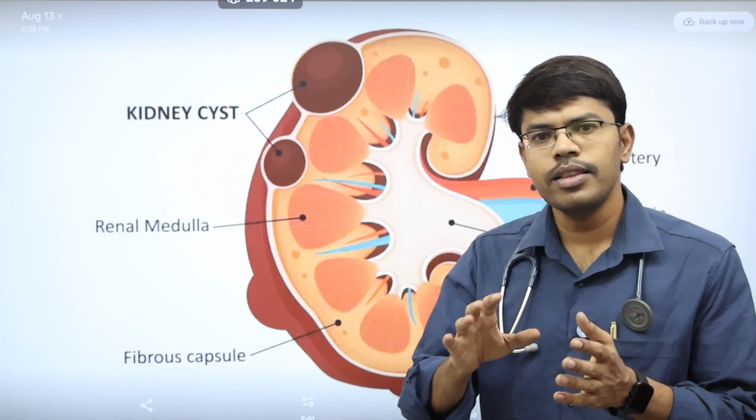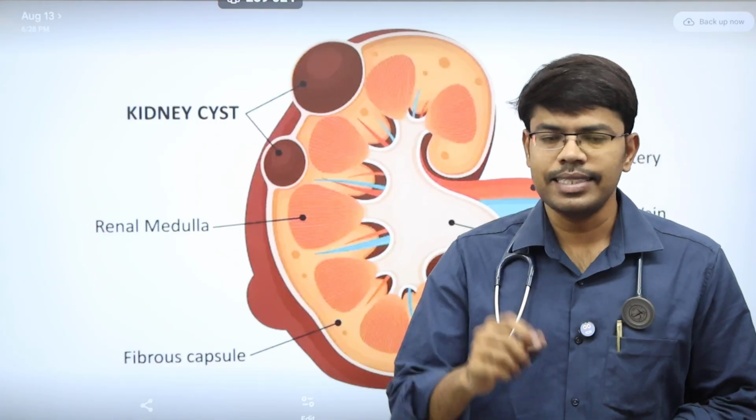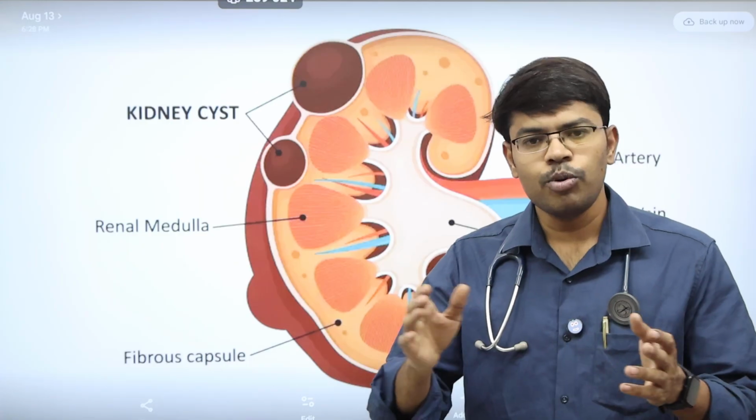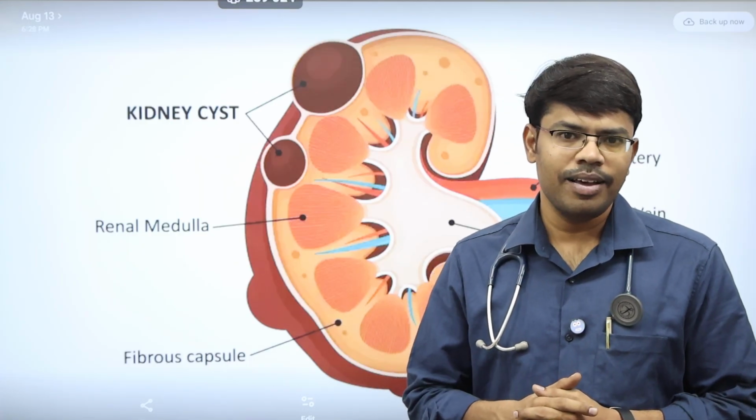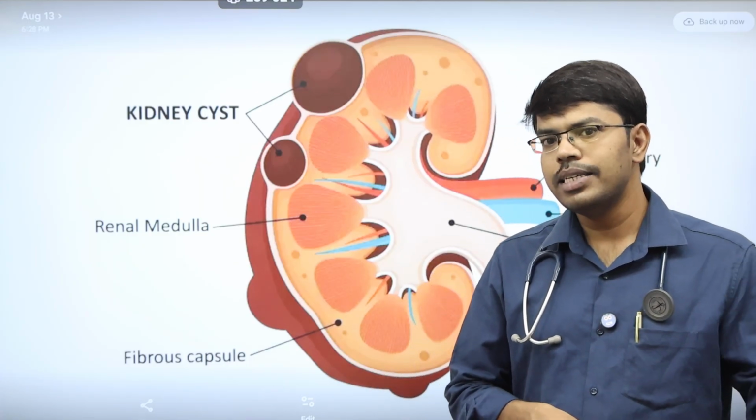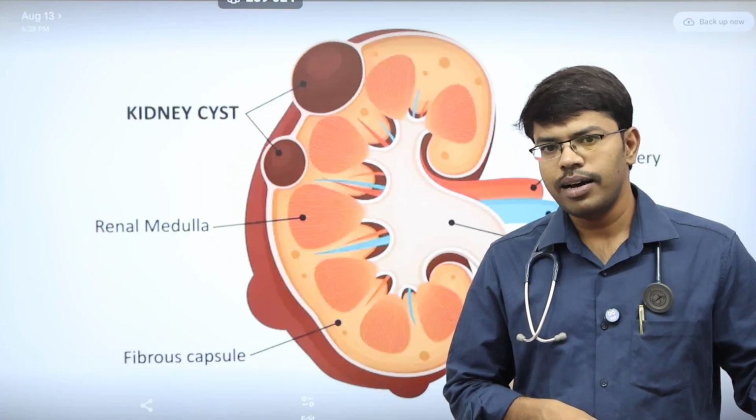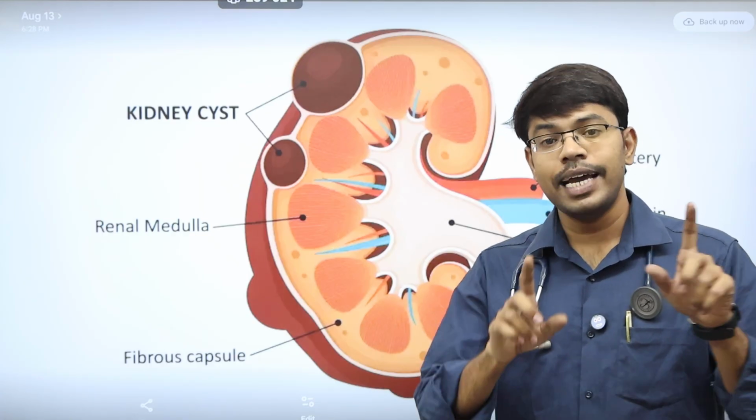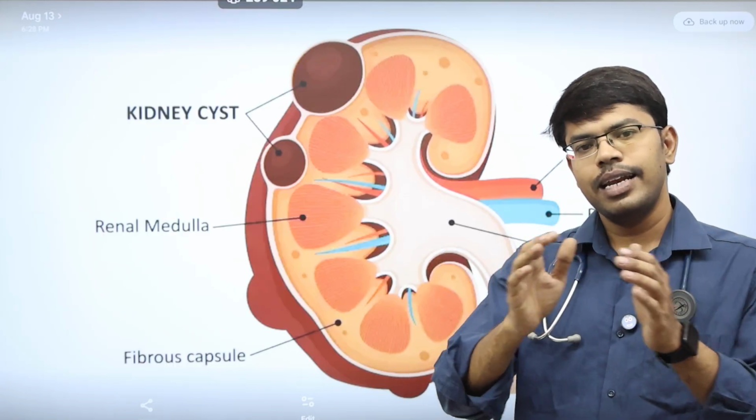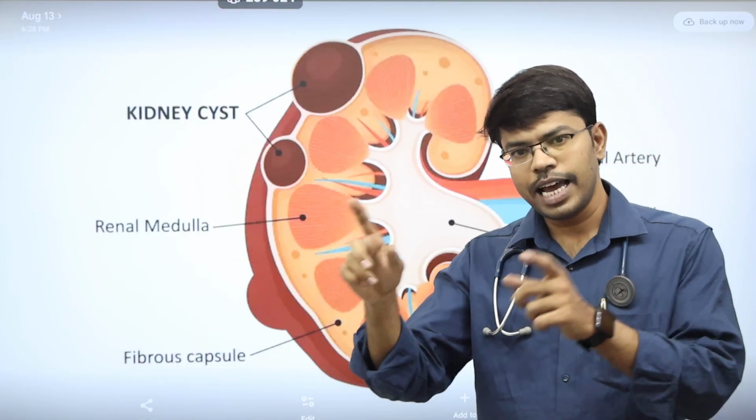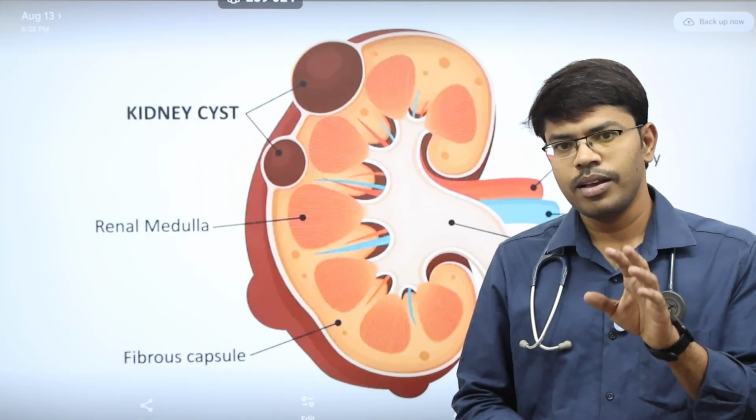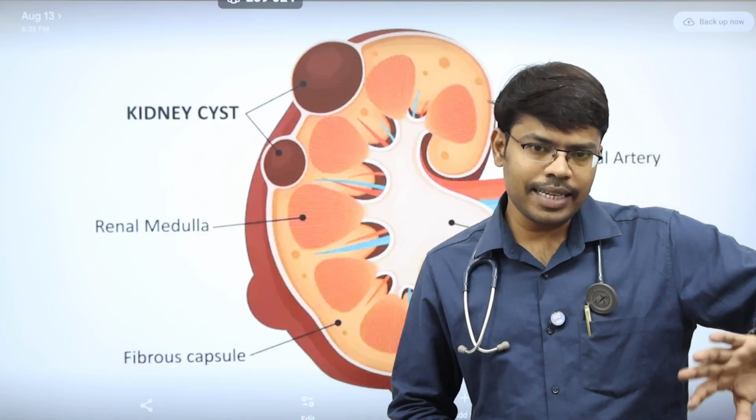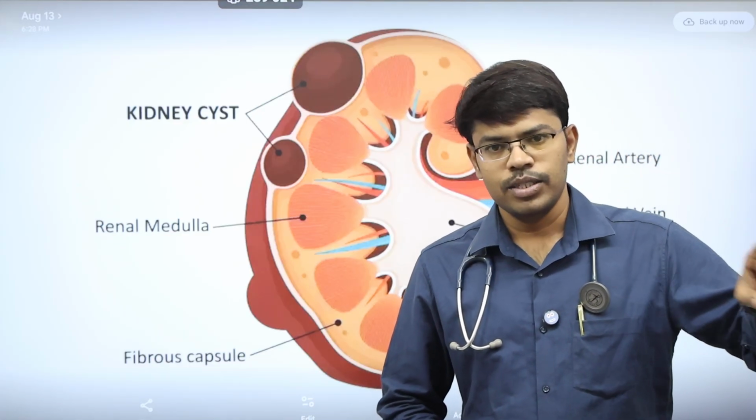In the ultrasound, what are all the clues we will get? Size. If the size is more than 4 centimeter, there is a chance it might be a malignancy or the patient might require intervention. Mostly 90%. A larger cyst more than 4 centimeter can be benign 10% of the time. 90% of the time the chance of malignancy is there. So one is the size.